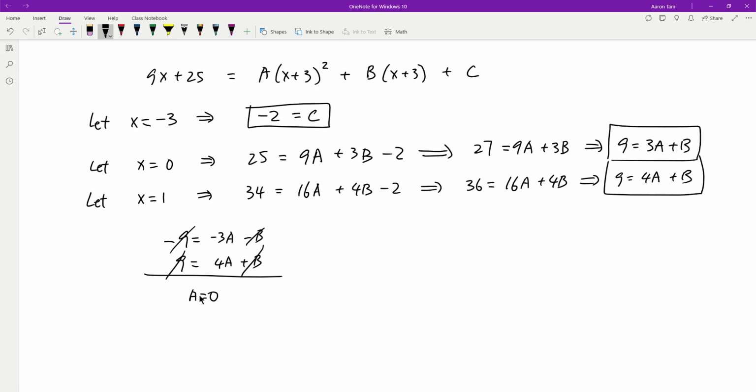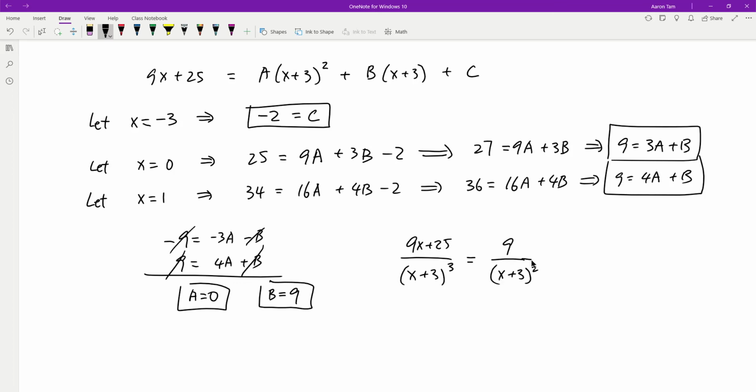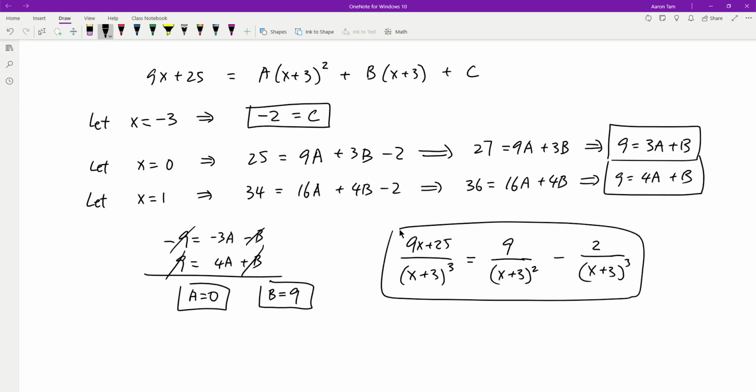I have a equal to 0. And if a is equal to 0, that implies b must be 9 in order for that to work. And so now we have our answer. 9x plus 25 over (x plus 3) to the third is actually equal to 0. So that's gone. B is 9, so it becomes 9 over (x plus 3) squared. And then c is negative 2, so minus 2 over (x plus 3) to the third. And that becomes my partial fraction decomposition.